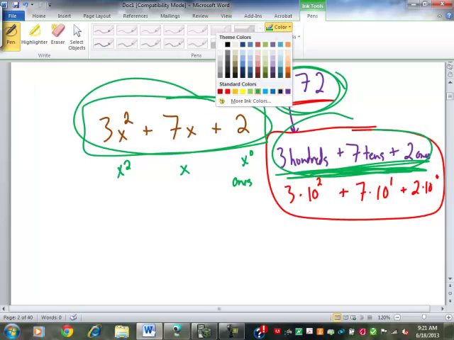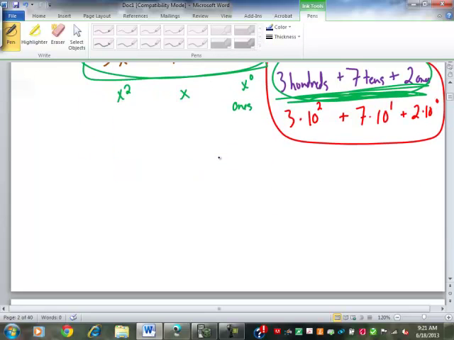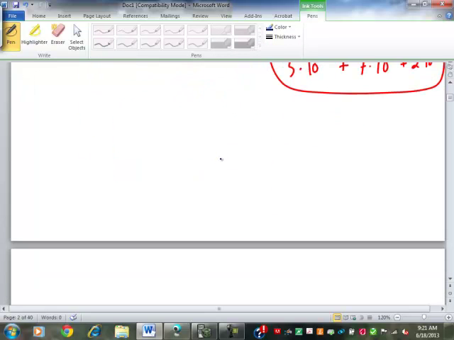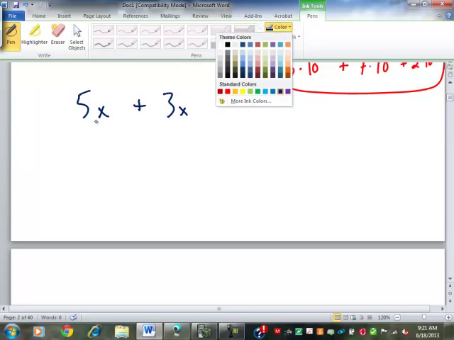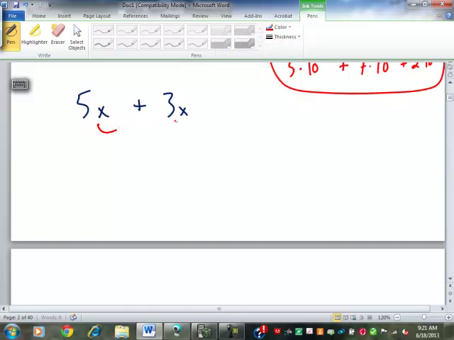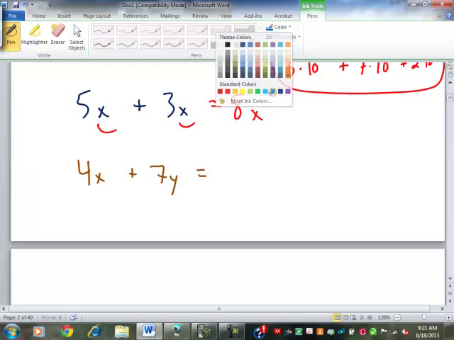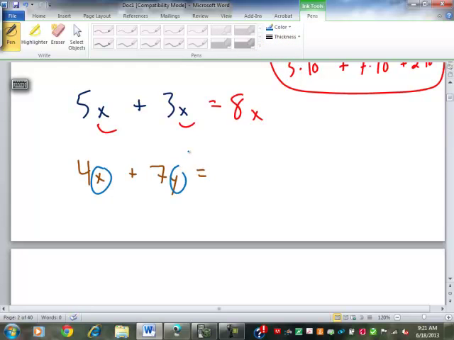We talked yesterday about adding and subtracting and multiplying and dividing numbers and the rules that go along with it. We saw that 5x could be added to 3x because they have the same name, x. So 5 plus 3 is 8, and we keep the same name of x. We also saw that 4x and 7y could not be added together because they have different names, x and y. Those are different place values.